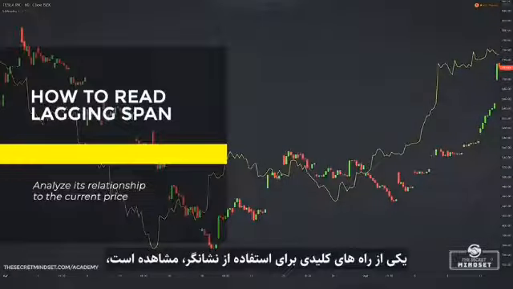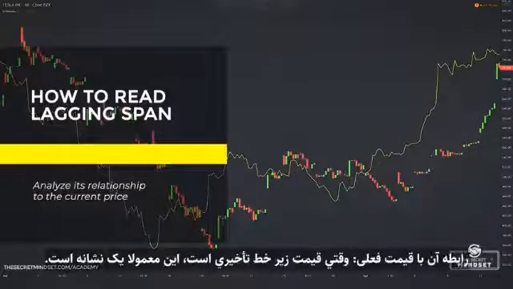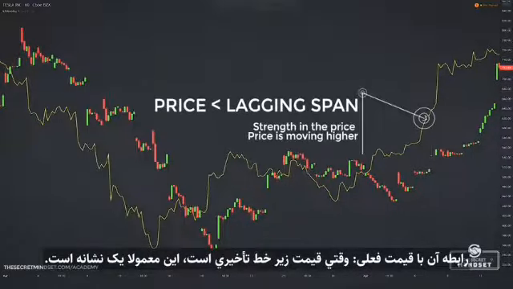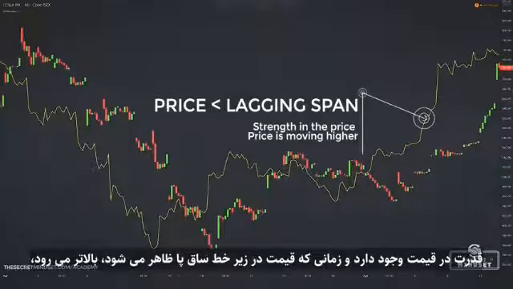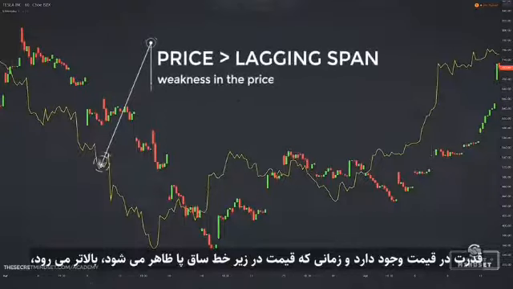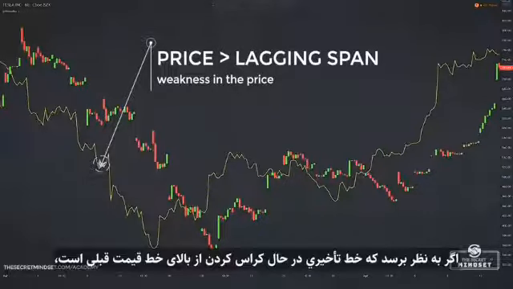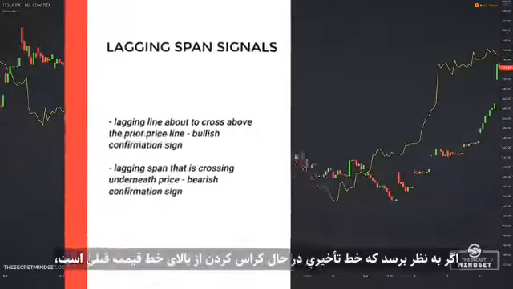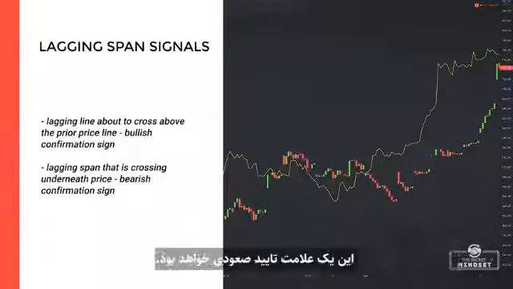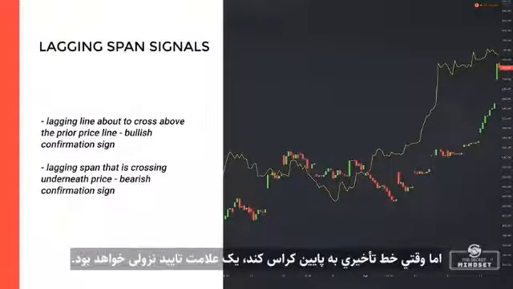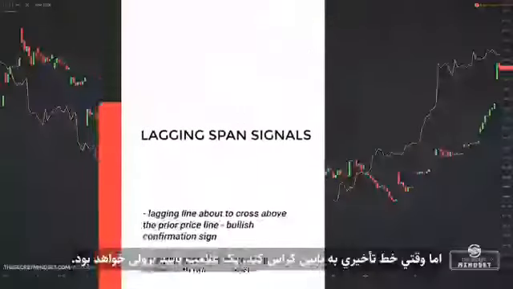One of the key ways to use the indicator is to view its relationship to the current price. When the price is above the lagging span, this is usually an indication there is strength in the price and it is moving higher. When the price appears below the lagging line, this is often an indication there is weakness in the price. If it appears that the lagging span is about to cross above the prior price line, it would be a bullish confirmation sign, while a span that is crossing underneath would be a bearish confirmation sign.